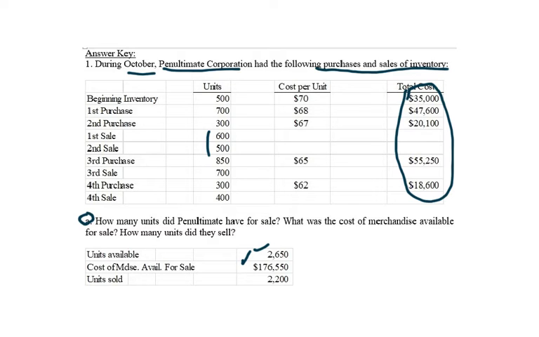The first and second sale was 1,100, and the third and fourth sale was another 1,100, so the total number sold is 2,200. Now, why is that important? Well, if we sold 2,200 units, take the 2,650 minus that, and that means we have 450 units in our ending inventory. We need that number to do the analysis we're about to do in a moment.